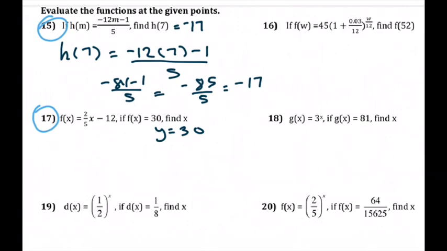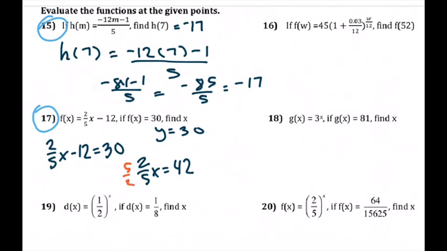Okay, Joanna, what'd you do? I did 2 over 5x equals 30, and then I multiplied 2 over 5. What happened to your 12? I forgot to do the 12. Okay, so I'm going to have 21 times 5, and so that's 105.